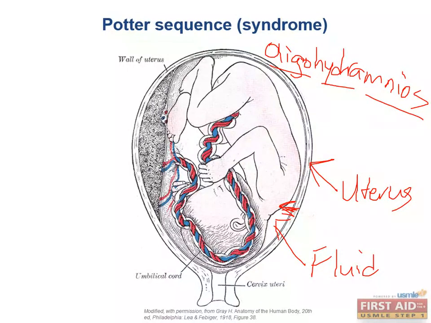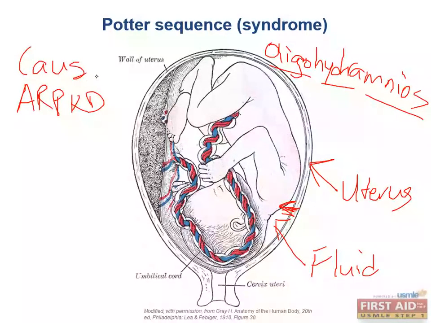Be aware that Step 1 likes to test how impairment of one organ system affects the functioning of another organ system, which is what we saw in pulmonary hypoplasia due to decreased urine production by the fetus. So, the pulmonary hypoplasia is usually the primary cause of death in infants with Potter's syndrome. And causes of Potter's syndrome can include autosomal recessive polycystic kidney disease.